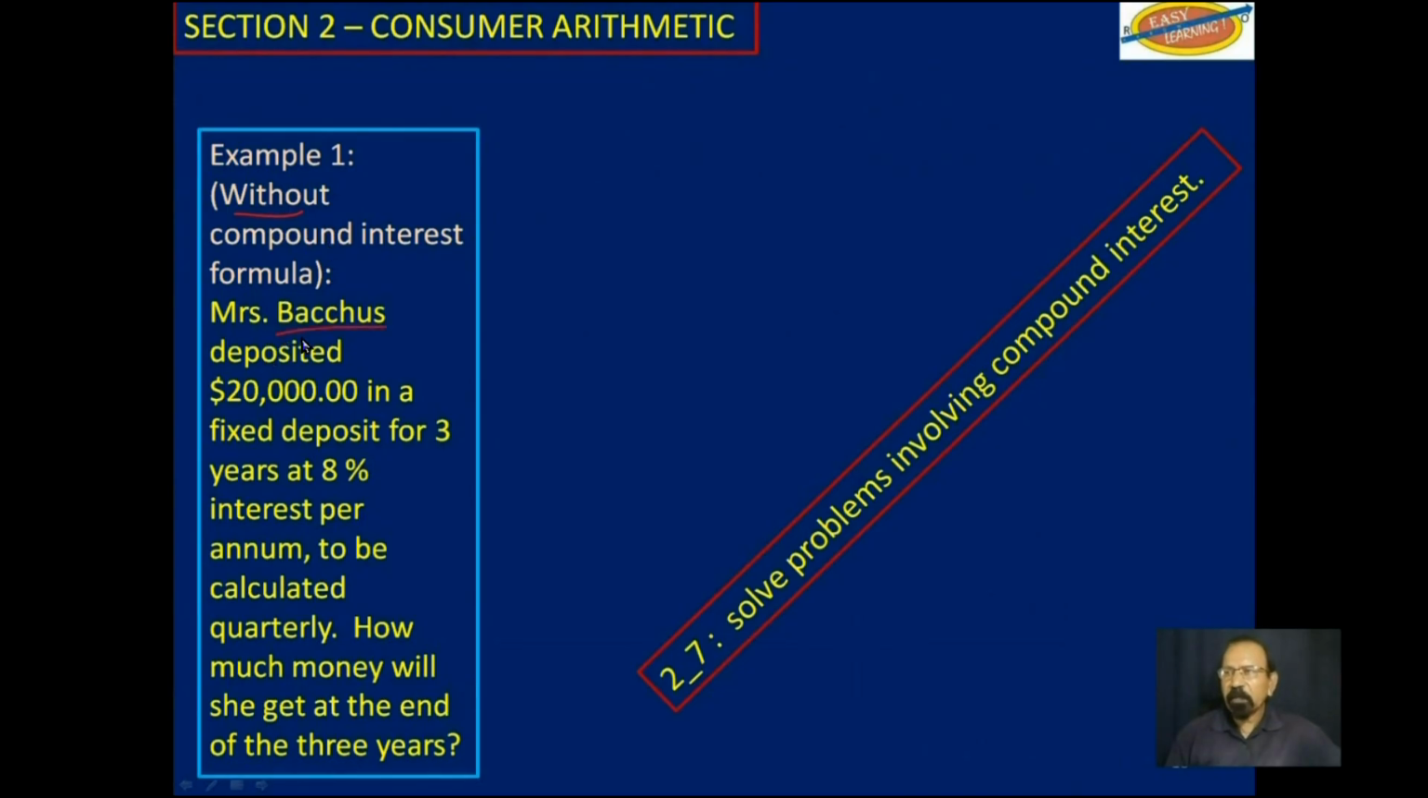So Mrs. Backus deposited $20,000 in a fixed deposit for 3 years at 8% interest per annum to be calculated quarterly. How much money will she get at the end of the 3 years? In other words, for $20,000 plus interest, how much will that be? As I said, there is a formula which we will learn about later, but for now, we will do this using a table, step by step.